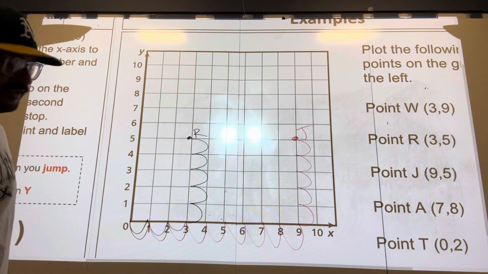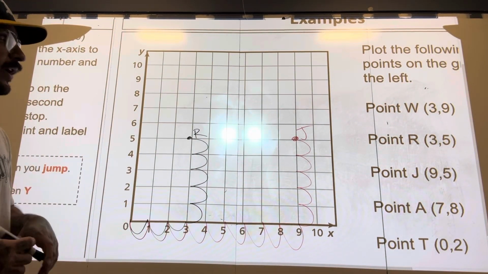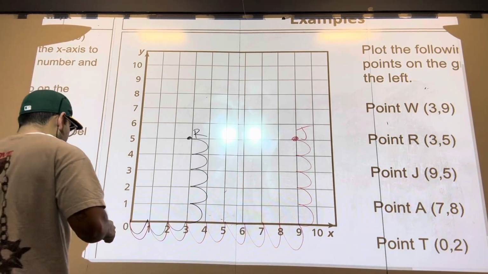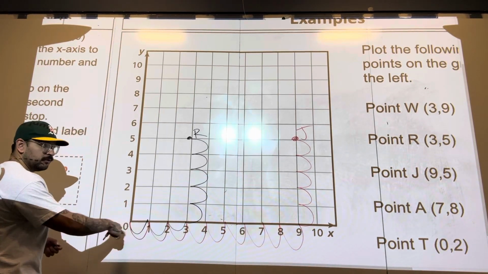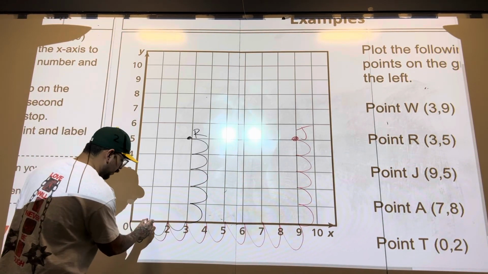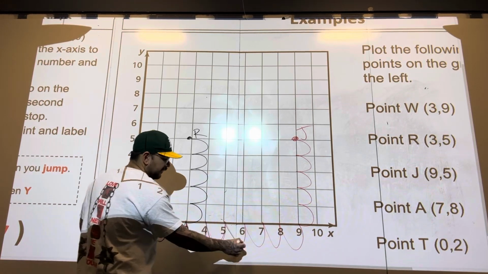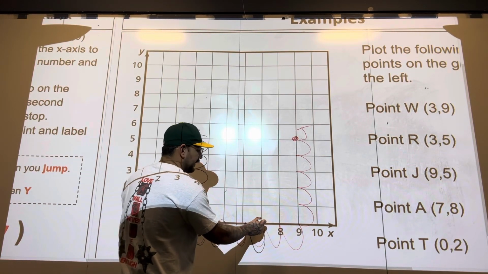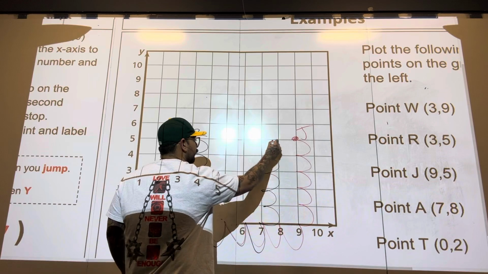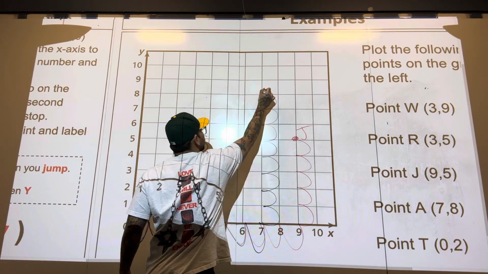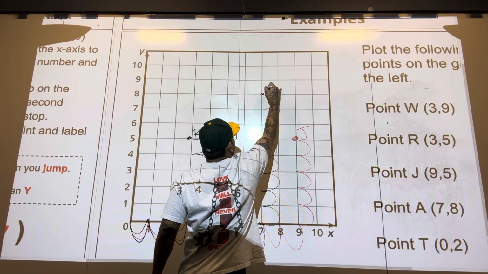So we have 2 of the points. Now let's go with point A. It's telling us again, starting from the origin, 0, 0, to move to the right 7 times. 1, 2, 3, 4, 5, 6, 7. And we're going to go up 8 times. 1, 2, 3, 4, 5, 6, 7, 8. And we're going to label that point A.